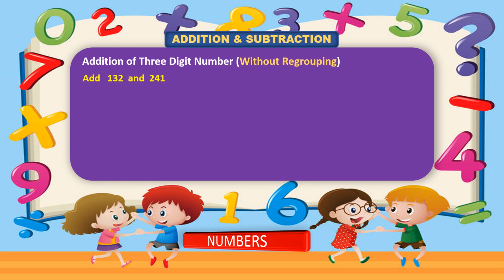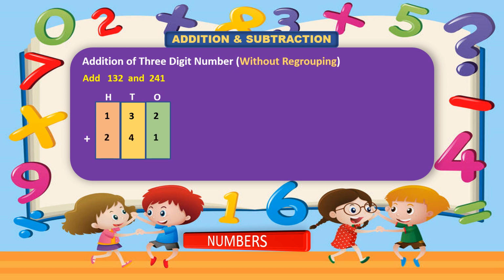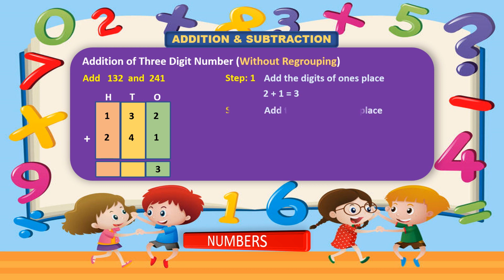Add 132 and 241. First, let us arrange the numbers column according to the place values. 132 plus 241. Step 1. Add the digits of ones place. Here 2 and 1 is in ones place. So 2 plus 1 is equal to 3.